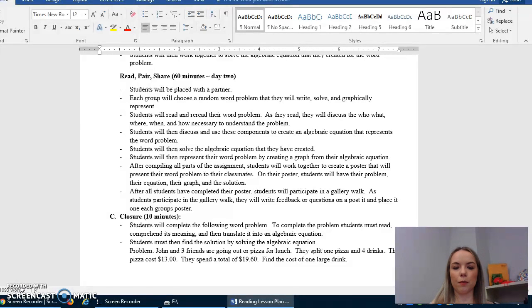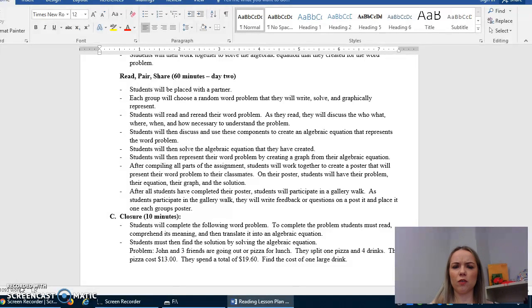After all students have completed their poster, students will participate in a gallery walk. As the students participate in the gallery walk, they will provide feedback or questions on a post-it and place it on each group's poster.